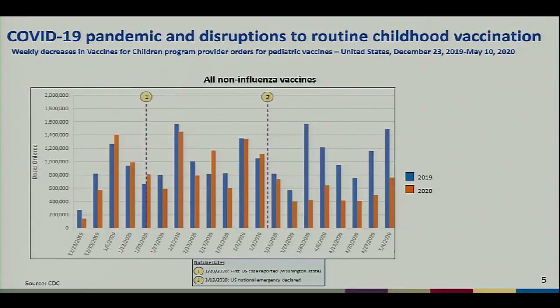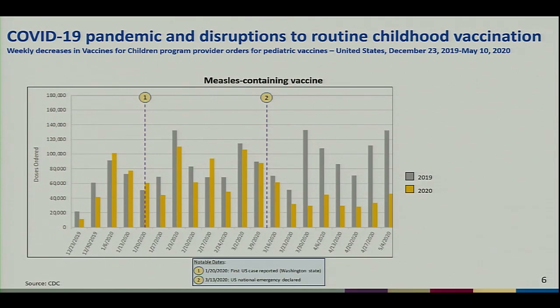Next. The Vaccines for Children program provides federally purchased vaccines for eligible children in the United States. In order to assess the impact of these reductions in outpatient visits on childhood vaccination, we looked at weekly VFC vaccine orders for all childhood vaccines other than influenza vaccine in 2020, in the orange bars on this graph, and the comparable week in 2019, illustrated in the blue bars. The slide shows a dramatic reduction in vaccine orders beginning in mid-March, extending into early May. Next.